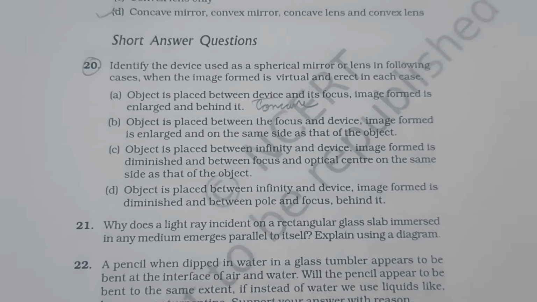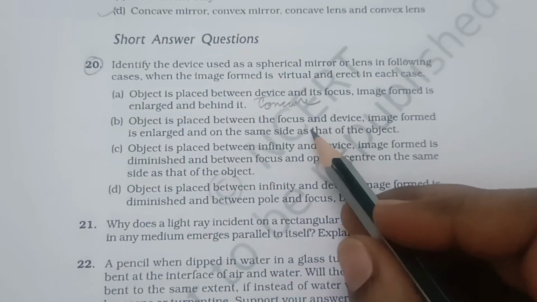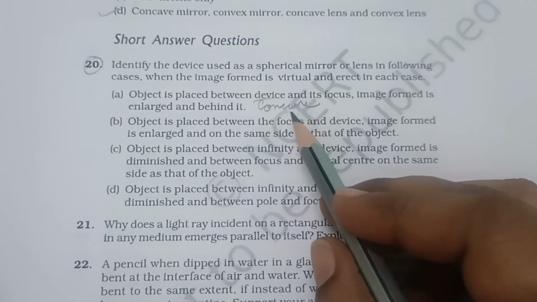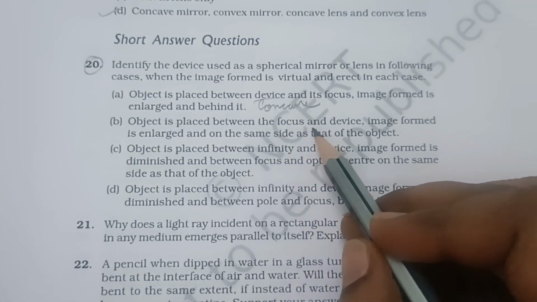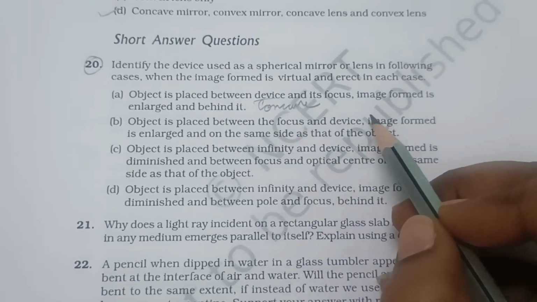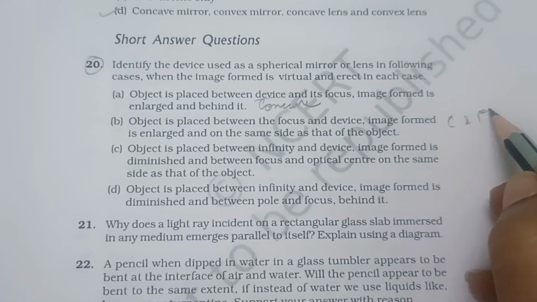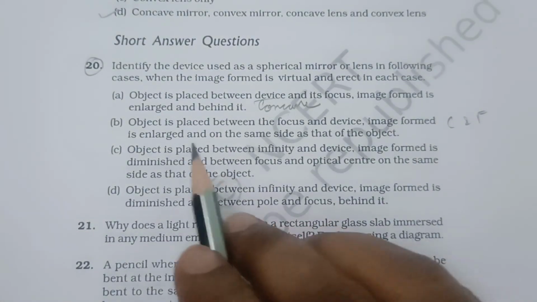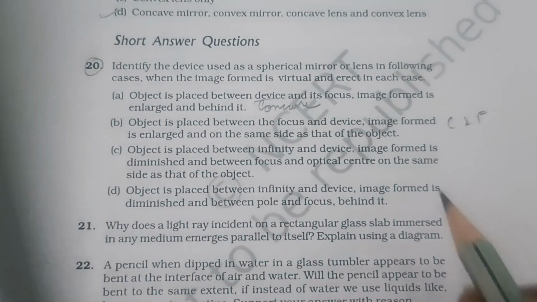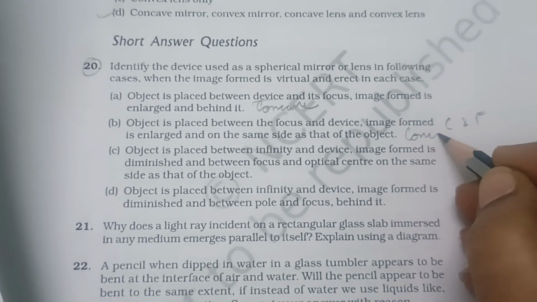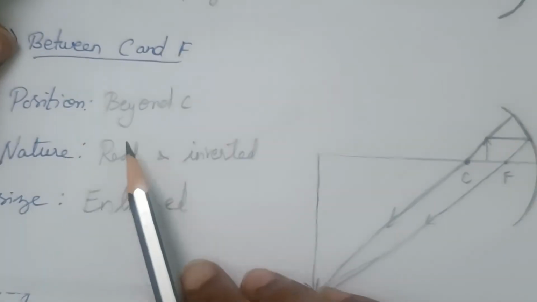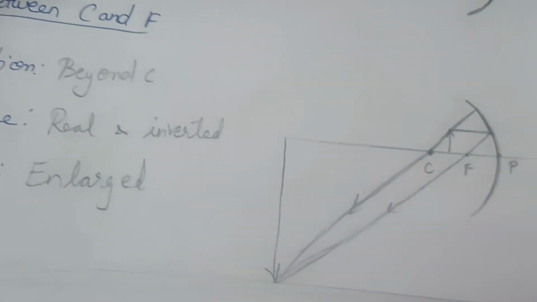Actually, there is a not focus, between the C and F. That is between C and F. Actually, this is C and F. Okay. You will get the enlarged image on the same side as that of the object, meaning this is also concave, right? You will get an enlarged image when it is placed between C and F. Okay.